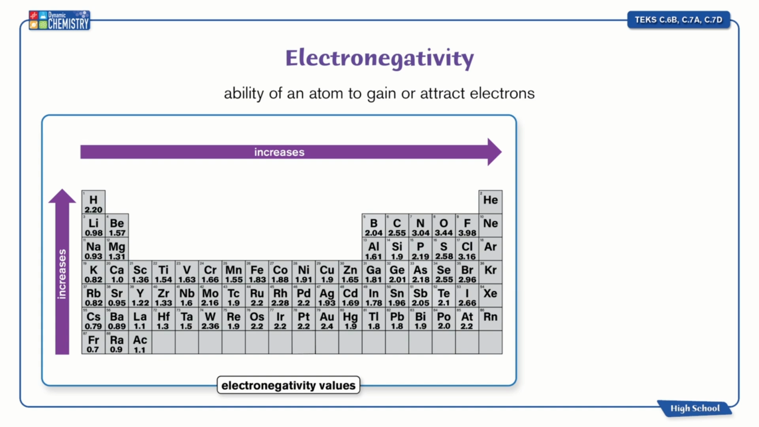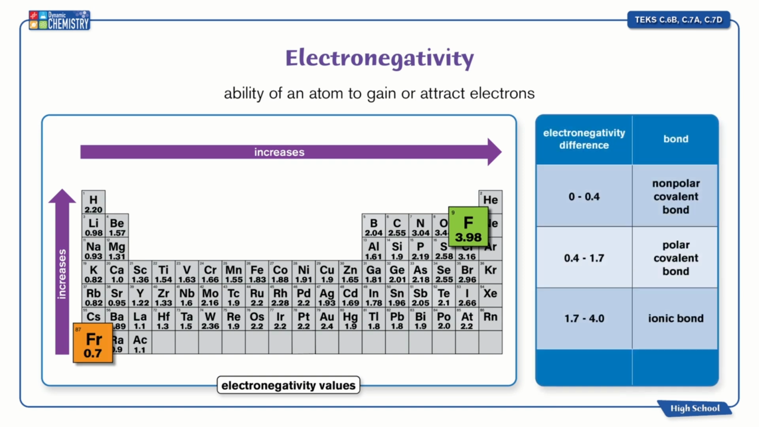Electronegativity is the ability of an atom to gain or attract electrons. Notice the trends in the periodic table. Fluorine has the highest electronegativity value, and francium has the lowest. We can use this information to predict whether the two atoms will share electrons, forming a covalent bond, or they will lose and gain electrons to form an ionic bond. Scientists have determined that a difference in electronegativity of 1.7 or greater between two atoms typically results in an ionic bond.